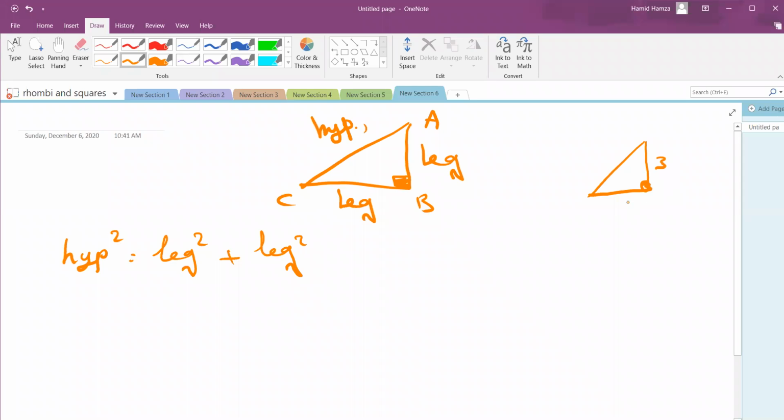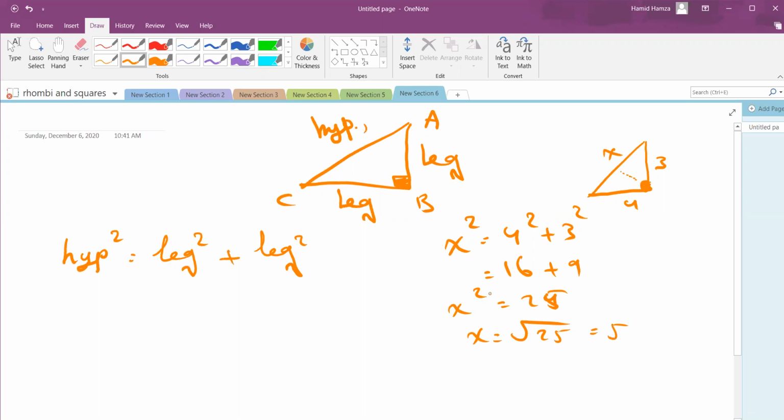this one is 3, this one is 4, and I ask you to find the length of this line. This line in this case is the hypotenuse because it's opposite to 90 degrees. So the hypotenuse squared equals 4 squared plus 3 squared. So it will be 16 plus 9 equals 25. So x squared equals 25. This means x equals root 25, which is 5. That's if the hypotenuse is missing.